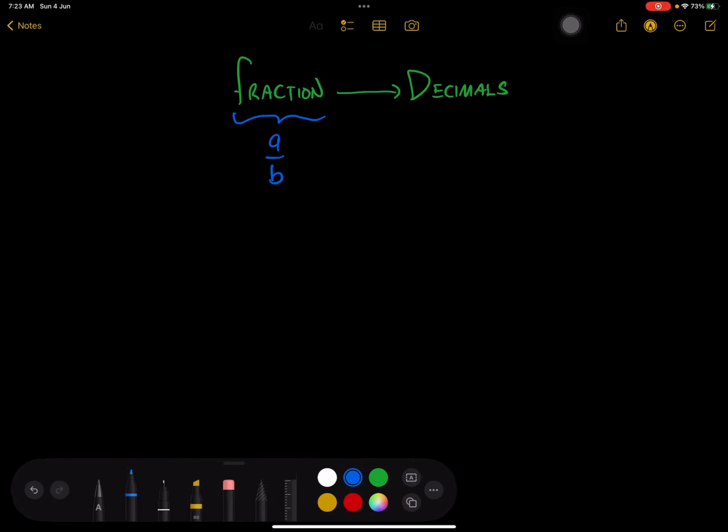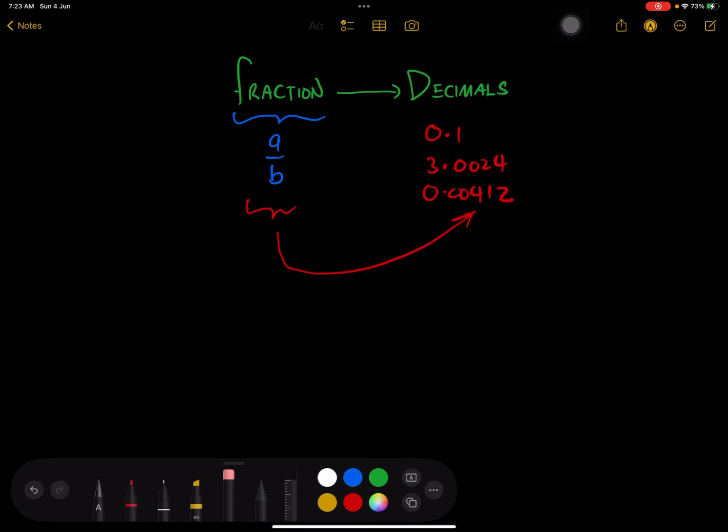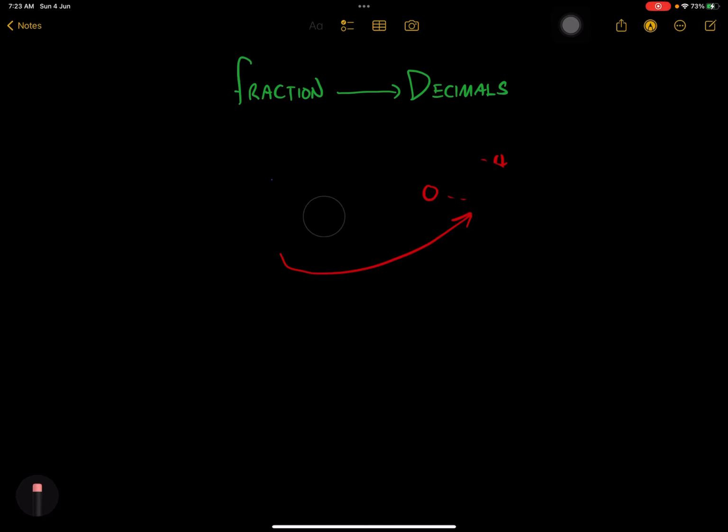Now, what about decimals? Decimals are kind of like numbers, but they have periods or dots in them. Something like 0.1, 3.0024, or 0.00412. These are decimals. So we are going to look at how we can move away from a fraction all the way to things like this. That's where our focus is going to be today.